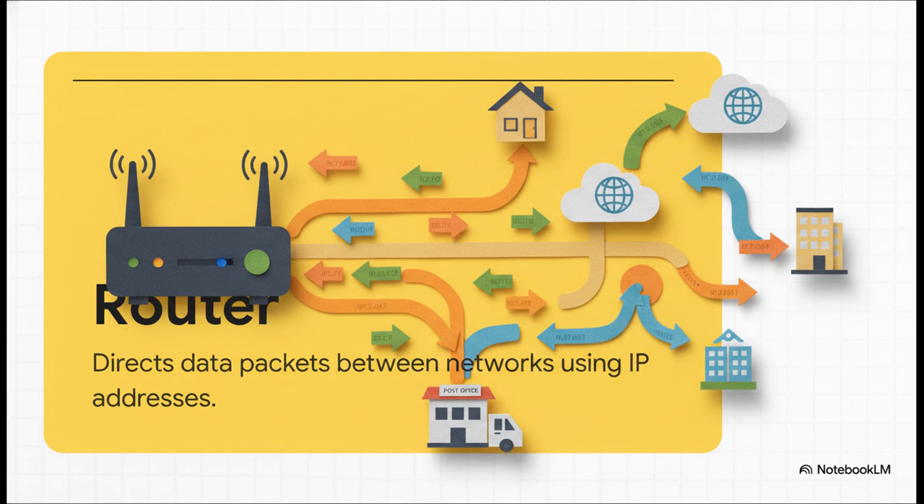The router. The router is the central hardware device directing data packets between different networks using those dynamic IP addresses. If the IP address is the house address, the router is the local post office of our digital network. It rapidly reads the IP addresses stamped onto your data packets, checks its internal routing tables, and instantly figures out the absolute most efficient path to send that data exactly where it needs to go next.